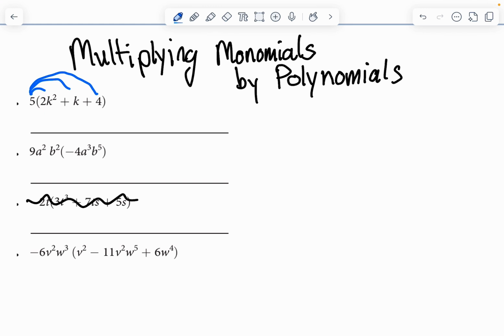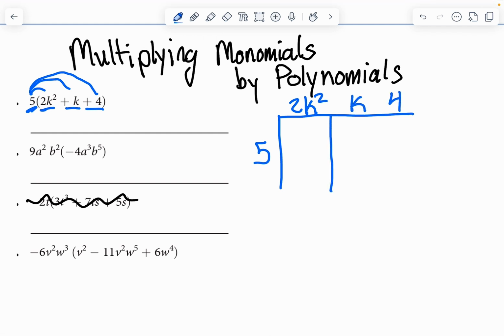So one way we can visualize this is by using the area model. In this case, I've got my first term, 5, and I'm multiplying it by each other term here: 2k squared, k, and 4. Now inside each of these boxes is going to be our total. So in this first one, I'm doing 5 times 2k squared.